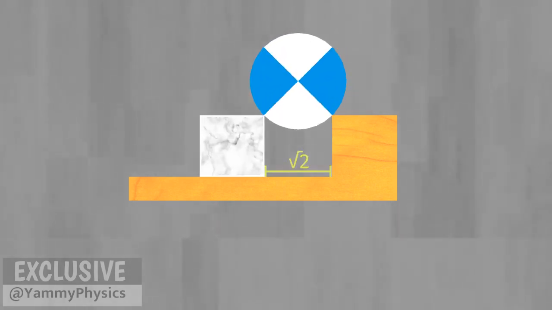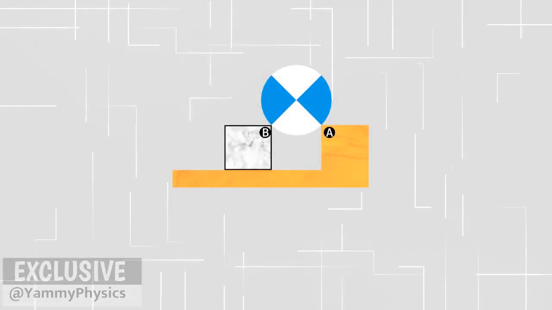At one point, the block and the wall are separated by a distance of the square root of 2 centimeters. Now, we are asked to calculate the magnitude of the normal force exerted by the wall on the cylinder. I think this is quite a difficult question. Whatever it is, let's discuss it.